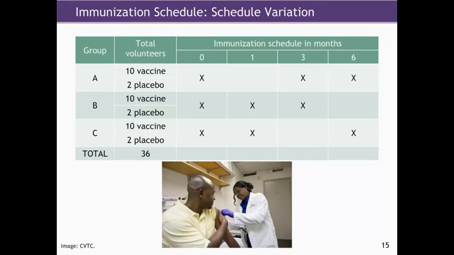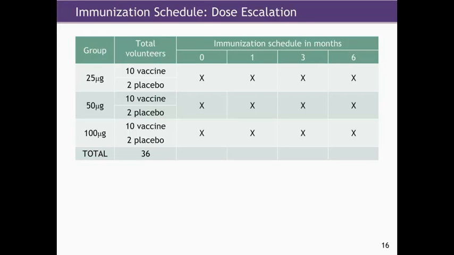But you can see if you look at the table, within each group, volunteers are also randomly assigned to get vaccine or placebo. This is a pretty common design. And this last one I'm going to show you is a dose escalation design that also can be found in vaccine trials. And in this one, they're giving a 25 microgram dose to 12 people initially.